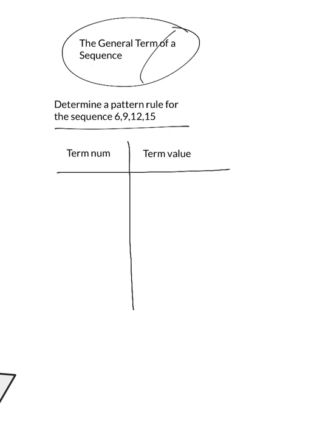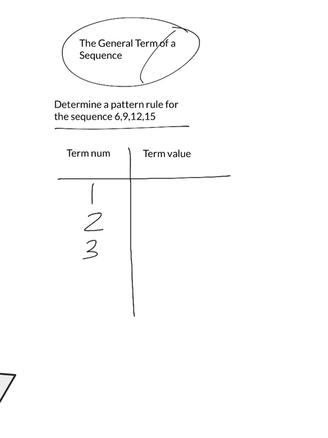Your term numbers will always go in order. Start with 1, 2, 3, and I literally have my cat walking on my iPad as I'm doing this lesson. Fantastic. Okay, 4. Okay, come here, you. He doesn't know how to do math.